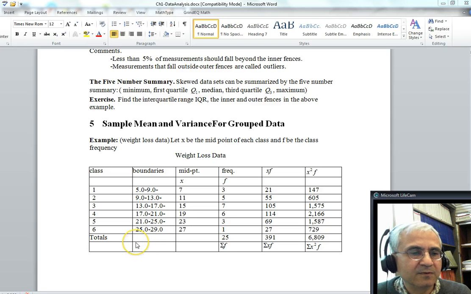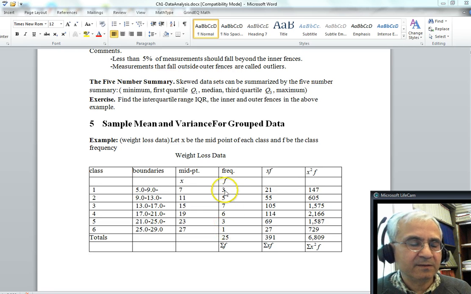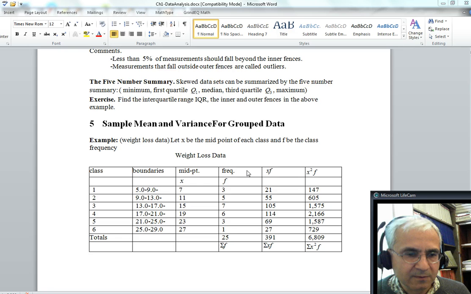We worked on this before, where we had the boundaries 5 to 9, 9 to 13, 13 to 17, 17 to 21, 21 to 25, and 25 to 29. And we had the frequencies 3, 5, 7, 6, 3, 1. And remember, we graphed those and we talked about relative frequencies and so on. That's how we did the histograms.